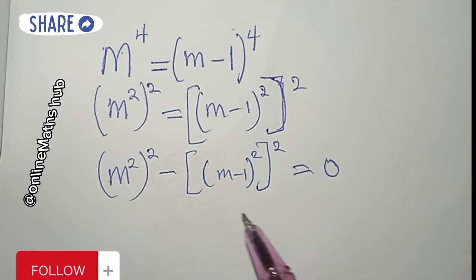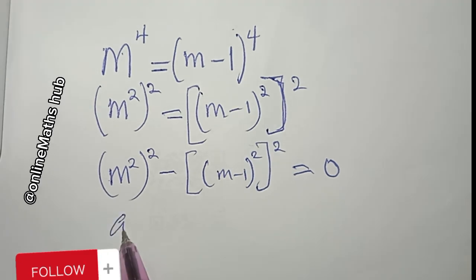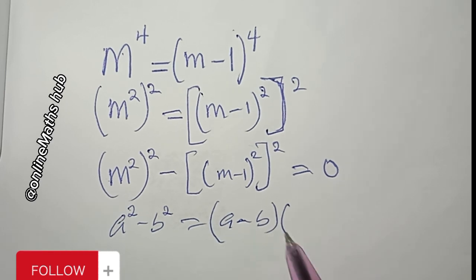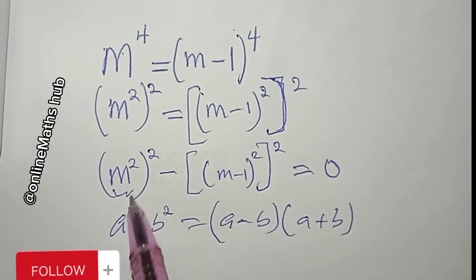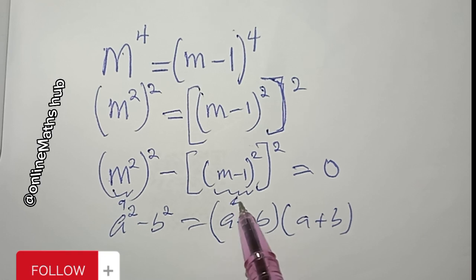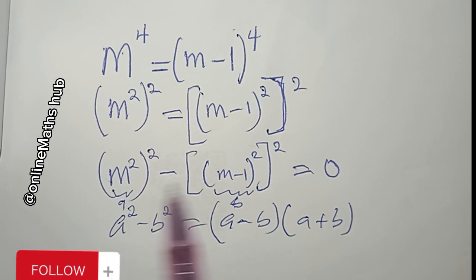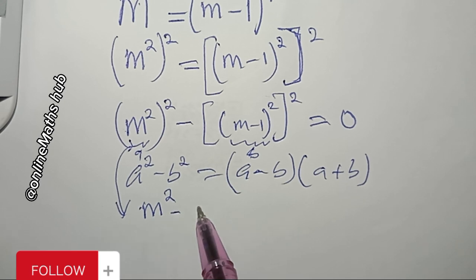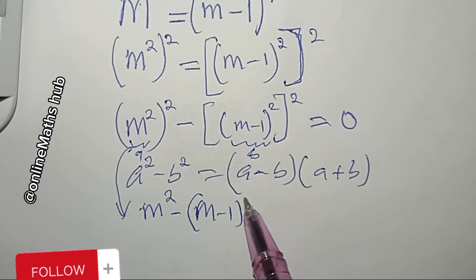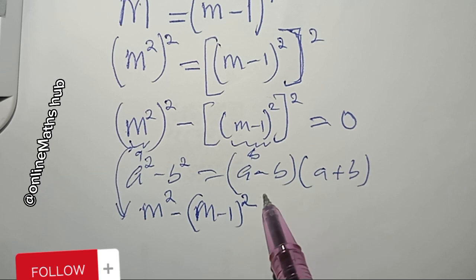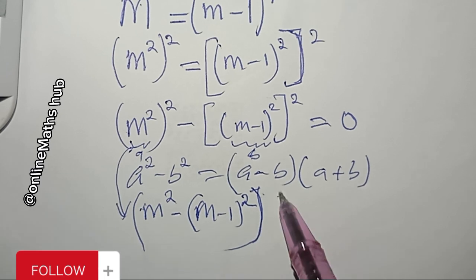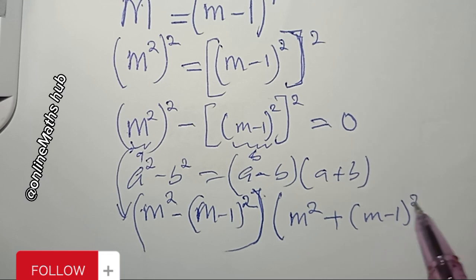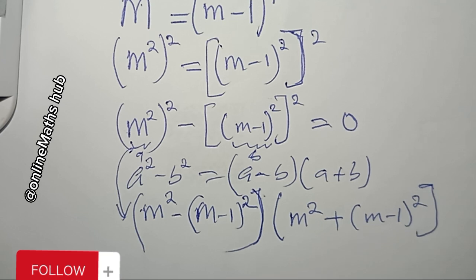You see that it is looking like a difference of two squares. Remember that a^2 − b^2 can be written as (a − b)(a + b). In this case this represents our a and this one represents our b, so this transforms to (m^2 − (m − 1)^2), and then the bracket for a + b, which is (m^2 + (m − 1)^2).